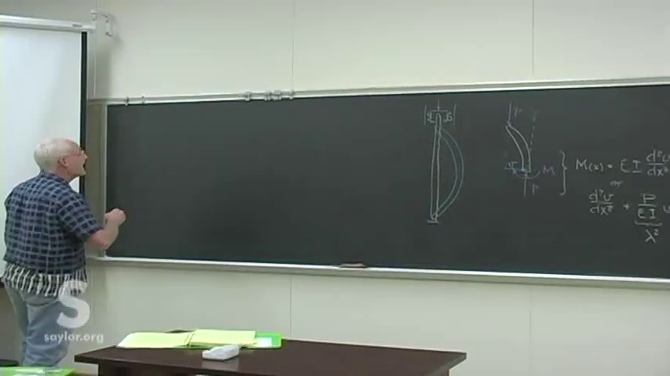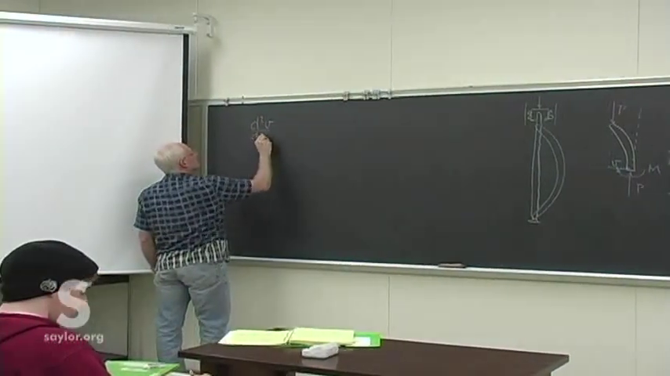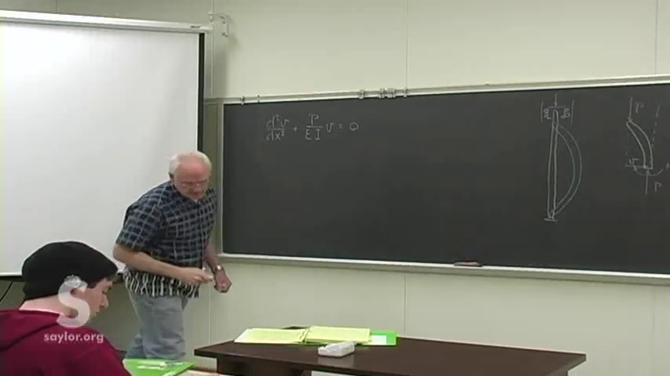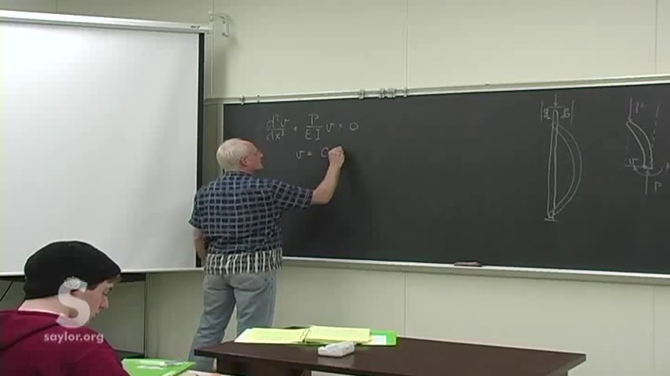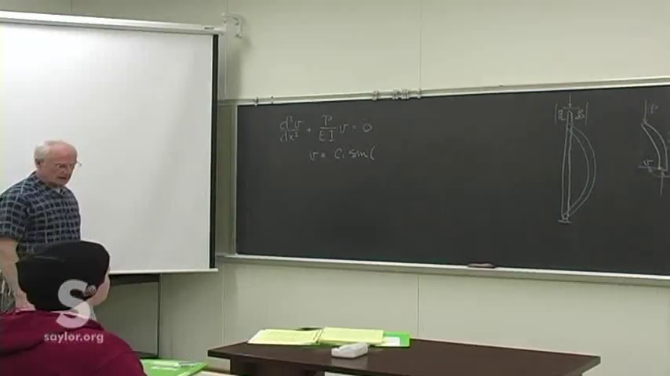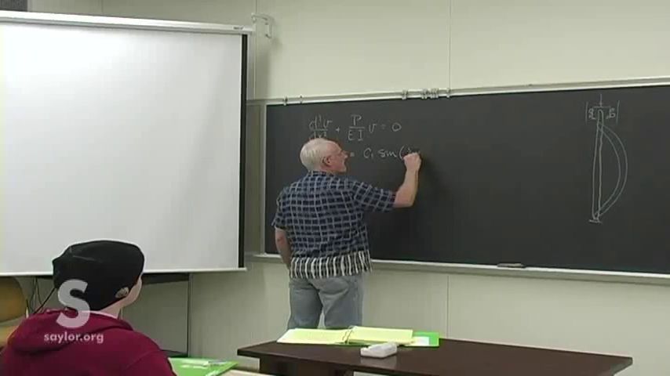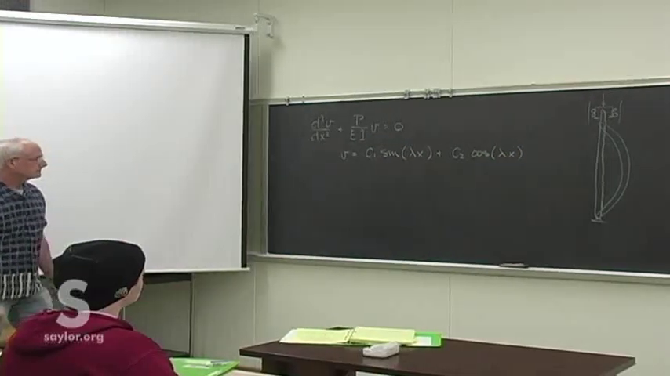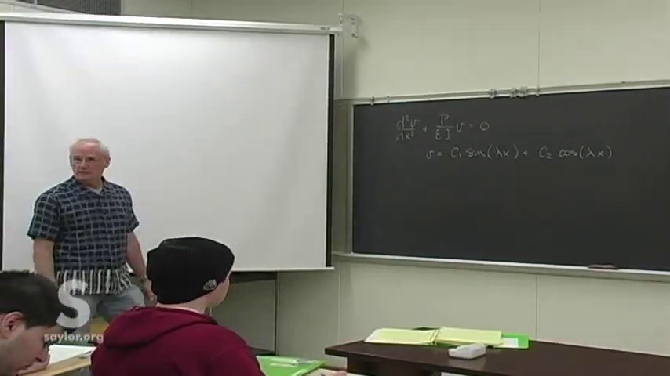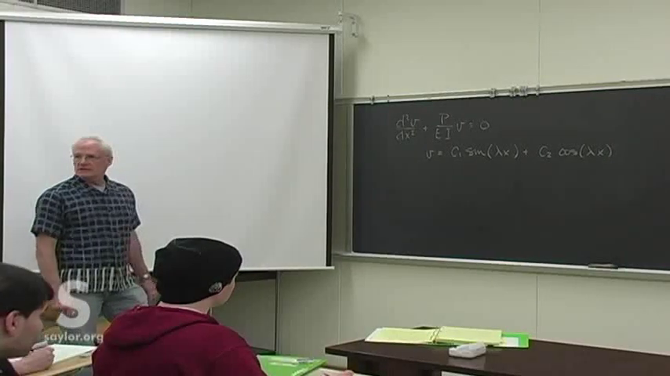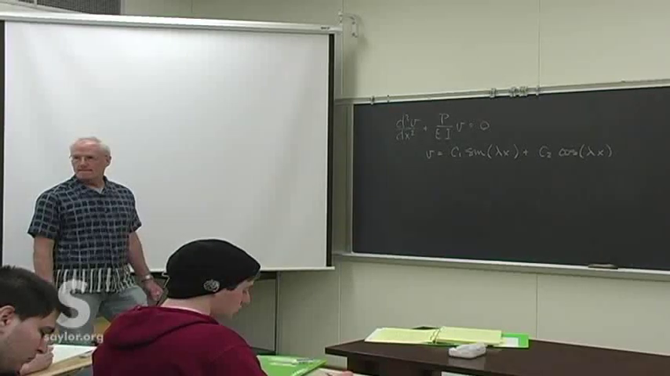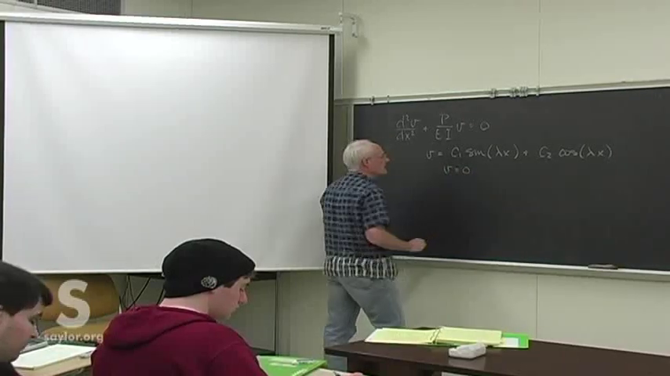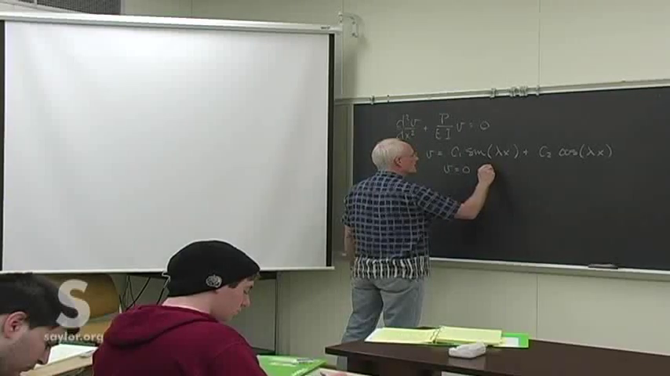So we've got that then as our linear second order differential equation with solutions of something like C1 sine lambda x plus C2 cosine lambda x as a solution. Look fairly familiar? How do we find out what C1 and C2 are? Boundary conditions. Some kind of known situation.